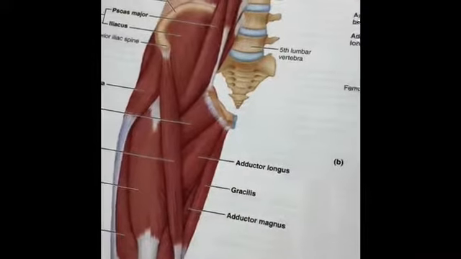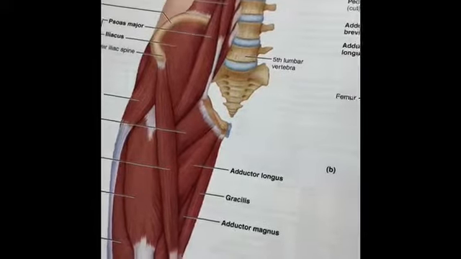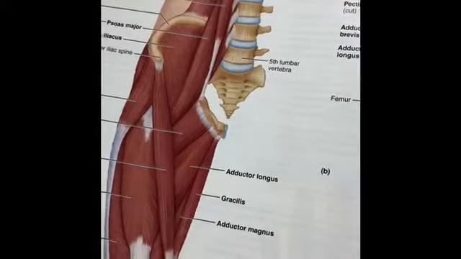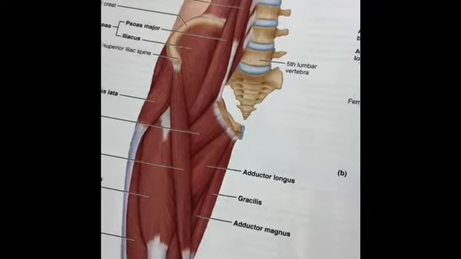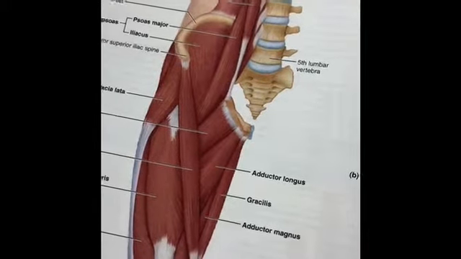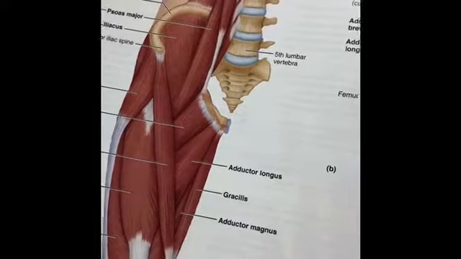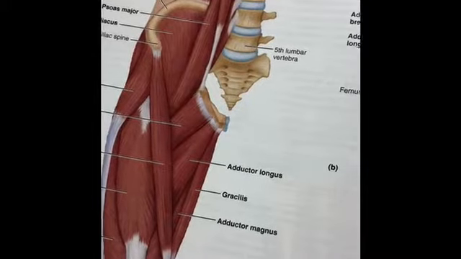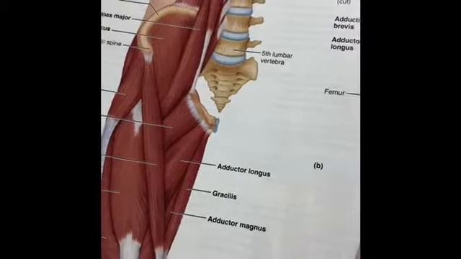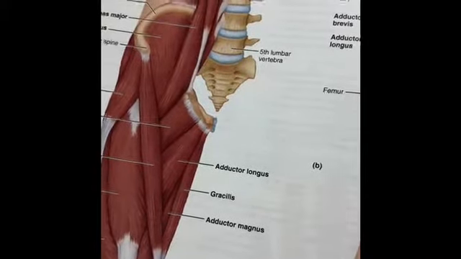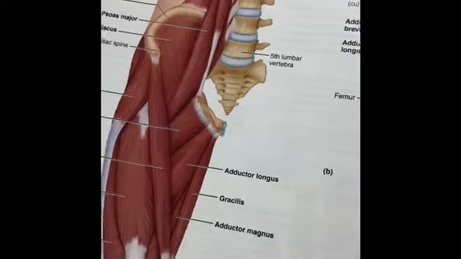The origin is the anterior superior iliac spine. The insertion is that it winds around the medial aspect of the knee and inserts into the medial aspect of the proximal tibia. And the action is it flexes, abducts, and laterally rotates the thigh.